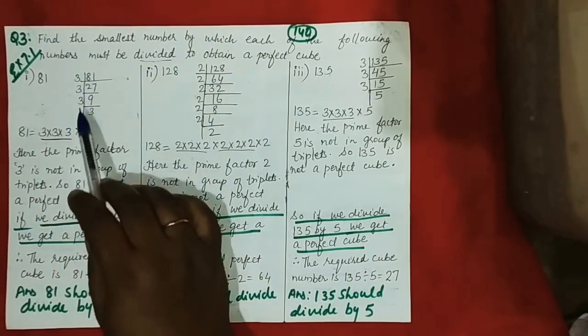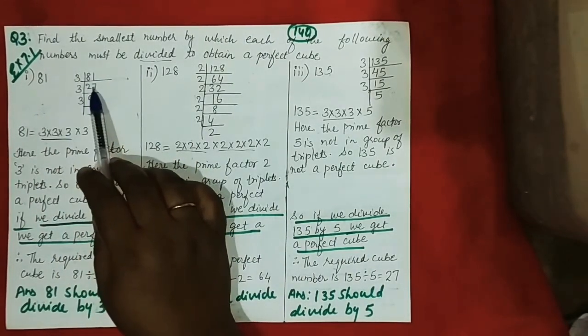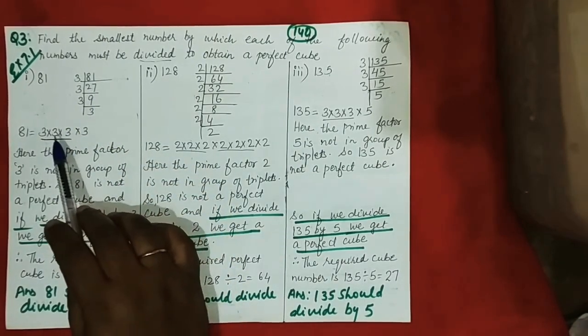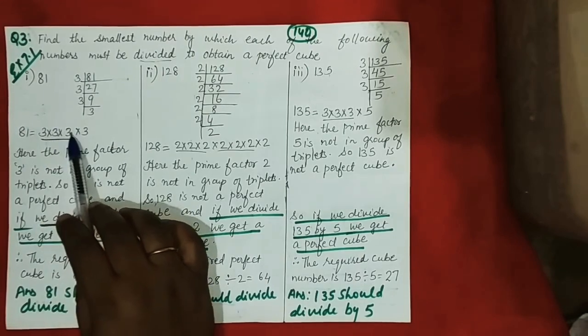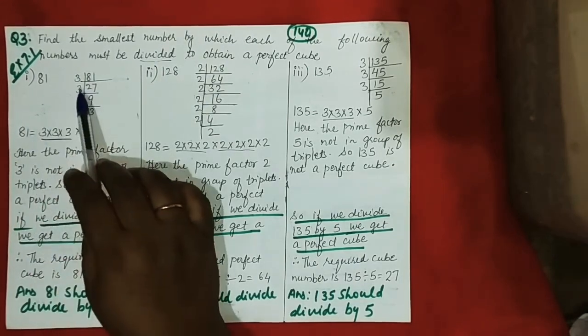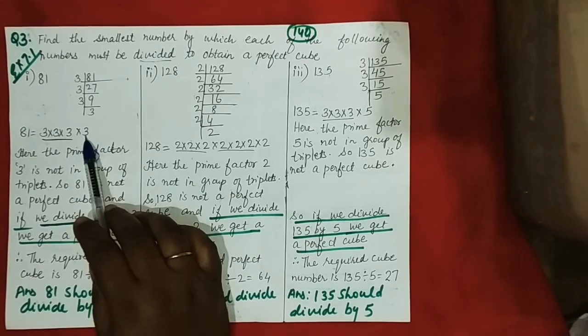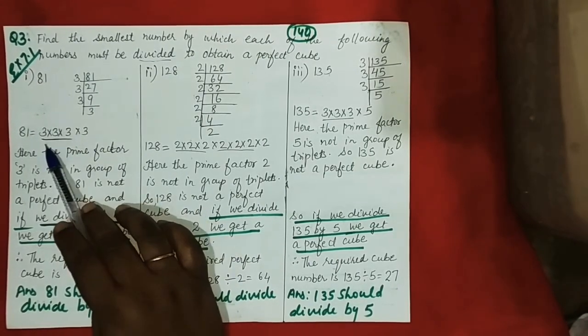We are doing the prime factorization. 81 by 3 is 27. 27 by 3 is 9. 9 by 3 is 3. And we are writing it as a product of prime factors. So 81 is 3 into 3 into 3 into 3. You can see 1 extra 3 is there. If you remove that 3, it will be a perfect cube number.